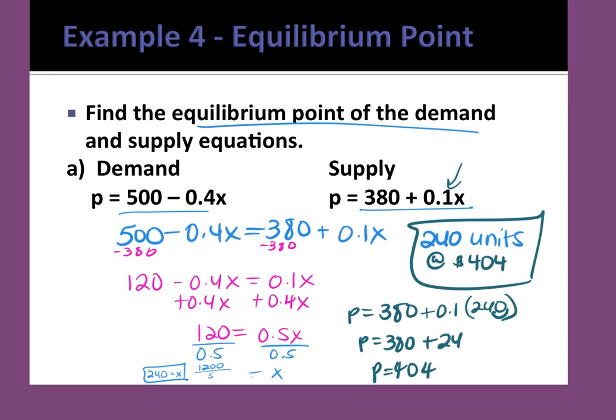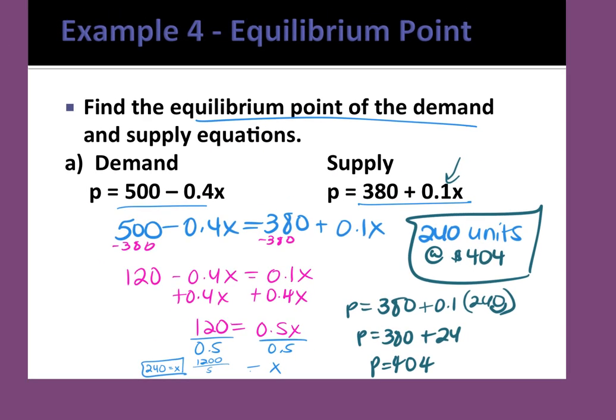Now your unit should be a whole number, but obviously your price could be a decimal. You could charge $404.25, something like that could happen. Questions on equilibrium point? So again, make sure you do both, the number of units and the price per unit.